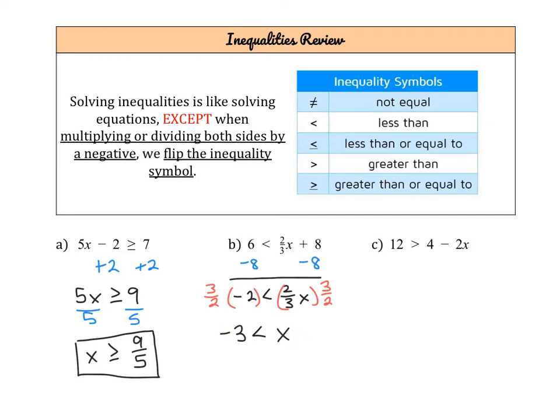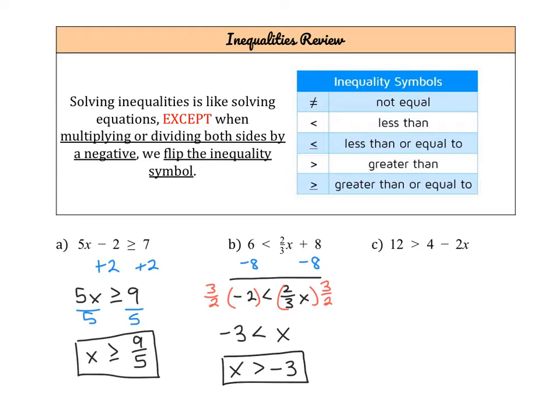So if I'm going to rewrite this, notice that the open side is facing x. So I actually need to, if I'm going to flip the direction that I write it, I need to make sure that the open side is still facing x. So x is greater than negative 3.